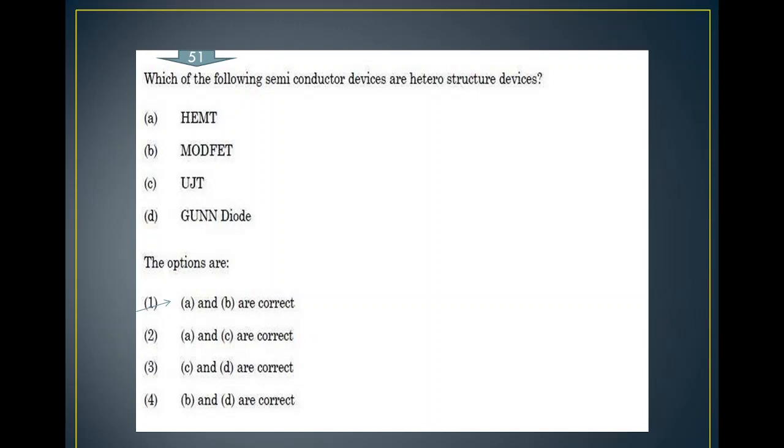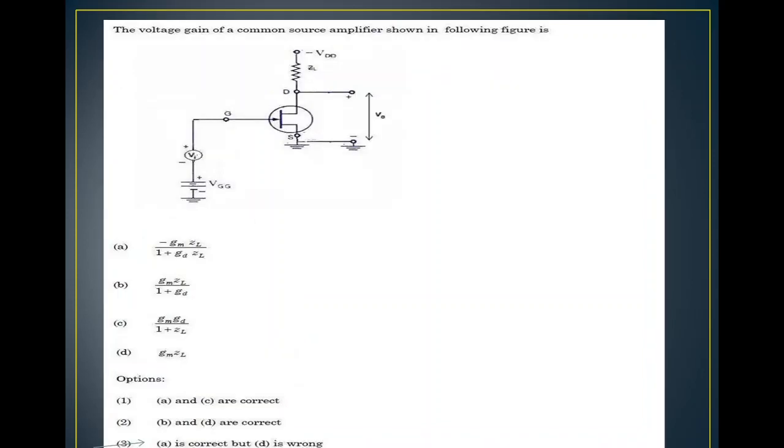That means HEMT and MOSFET semiconductor devices are heterostructure devices. Next question, question number 52.